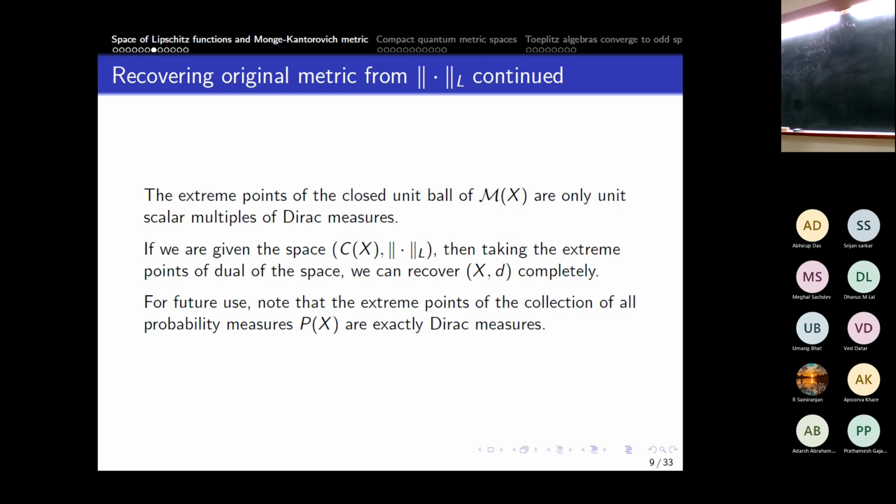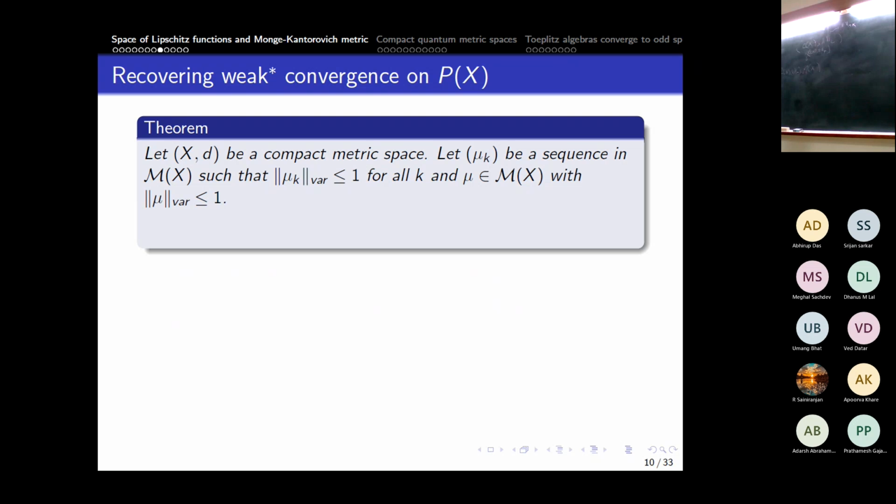But before that, let us see that this norm is in fact very useful. Px will be my notation for the space of probability measures. We know that there is a weak star topology on this. Now my question is, is this topology metrizable?